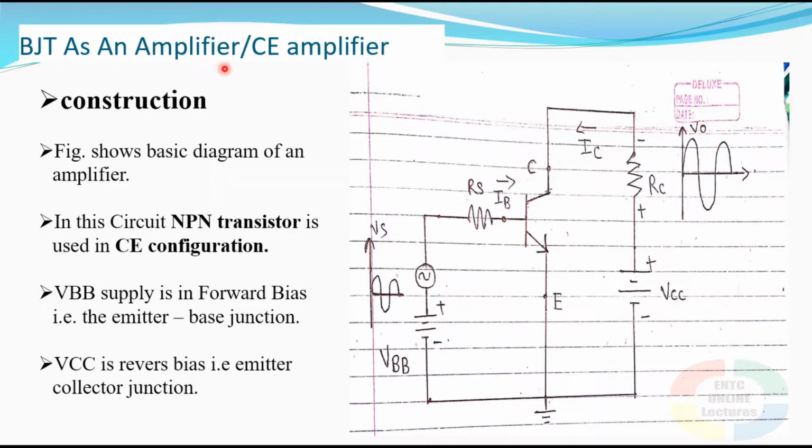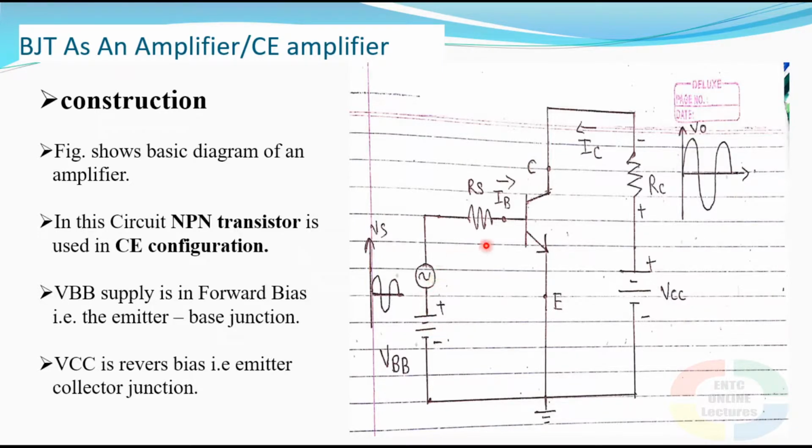In BJT as an amplifier, or in a CE amplifier, one NPN transistor is used in common emitter configuration. That means the emitter terminal is common to both the input side and the output side. Between the base and emitter terminals, VBB is the voltage supply applied in forward bias, and between the C and E terminals, the VCC supply is applied in reverse bias.